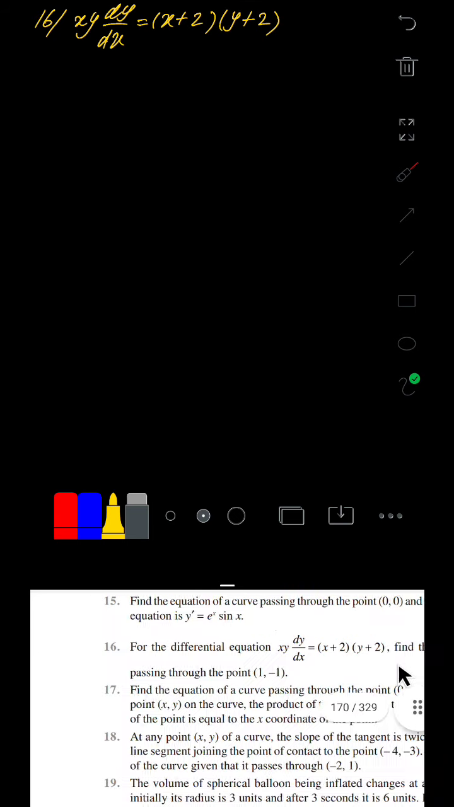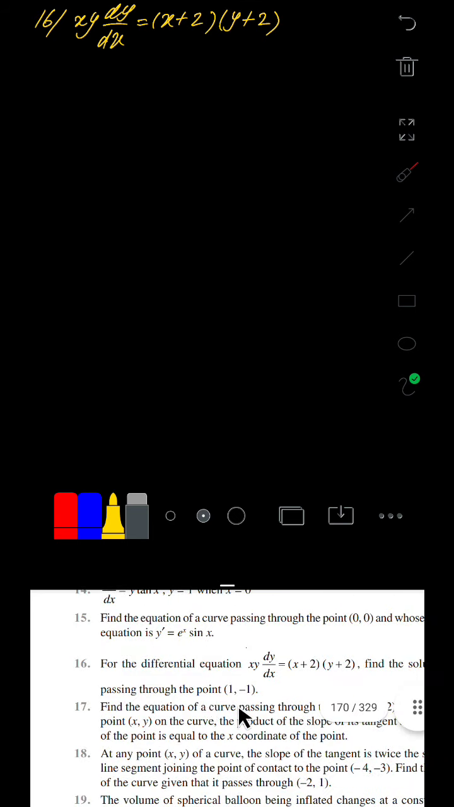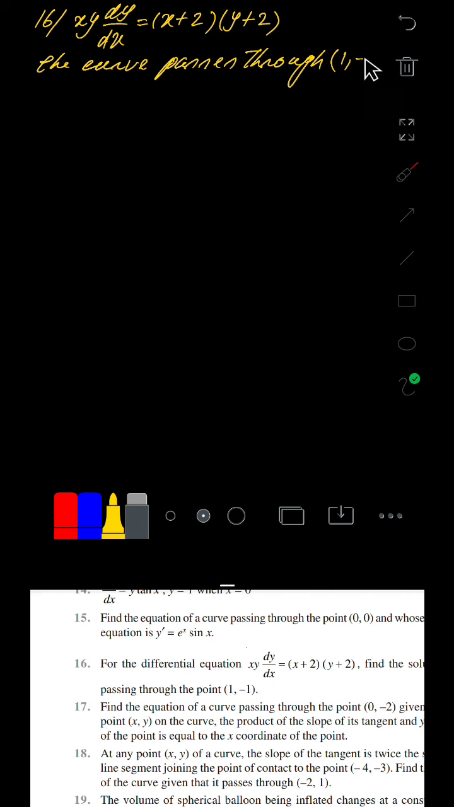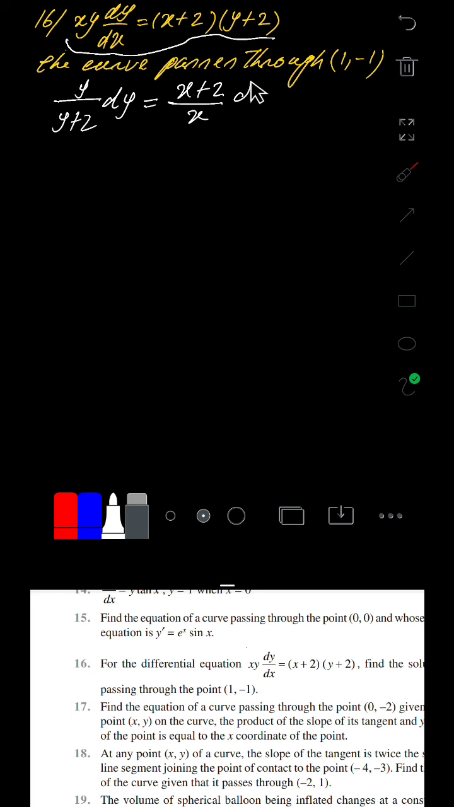Find the solution curve passing through the point (1, -1). Also given that the curve passes through (1, -1). So now in this equation, transposing y plus 2 to the left hand side and x dx to the right hand side, we have y upon y plus 2 dy is equal to x plus 2 upon x dx.